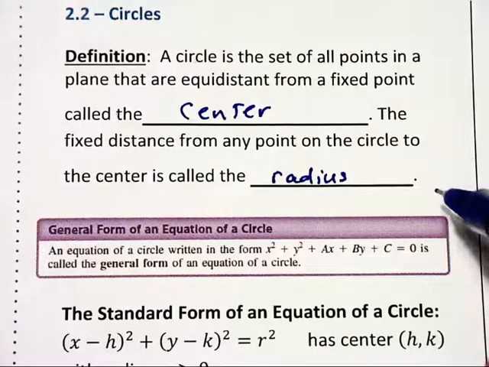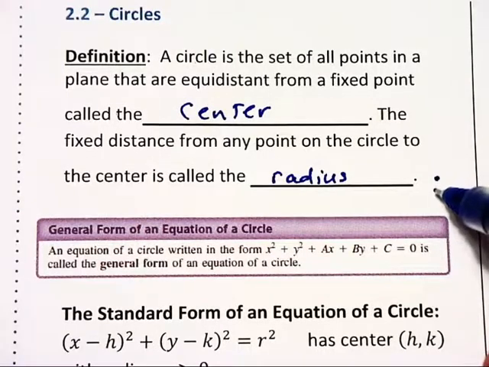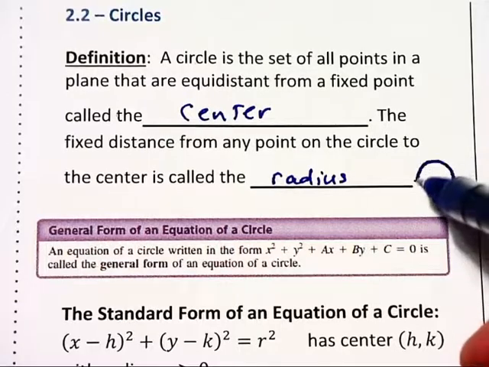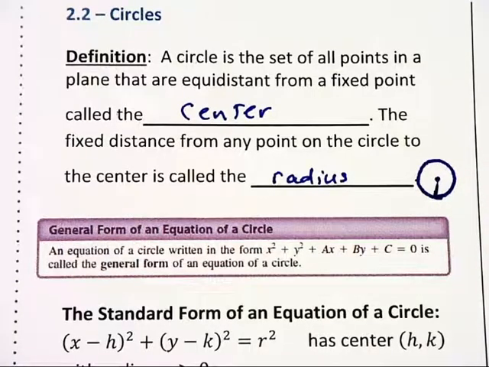Basically, when a circle is drawn, you need the center point, and then if you had a compass, you'd have to know how wide to open the compass to be able to draw the circle. However wide that compass is open, that is the radius.